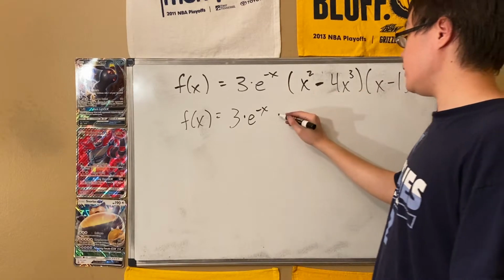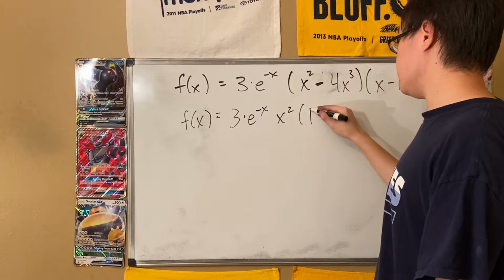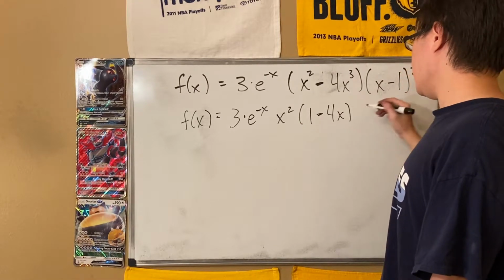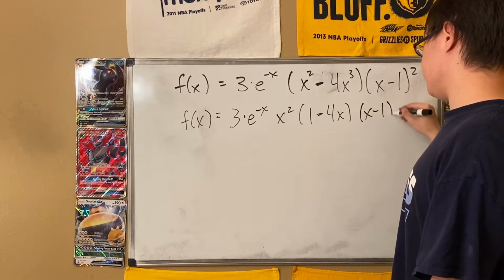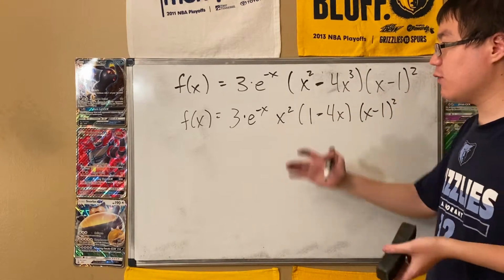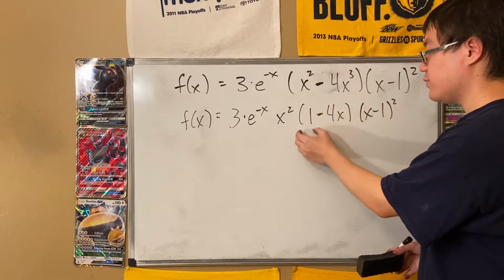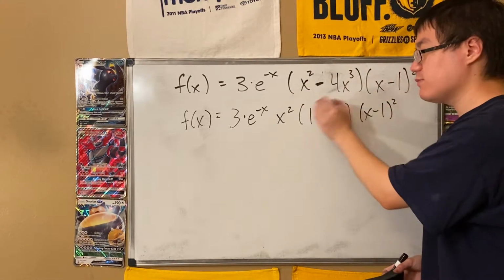It looks like I can take out an x squared. And then what we're going to have left is 1 minus 4x. And then finally, this is x minus 1 squared. So this is still not of my form. I think I want to do one more step because again, I don't like it of the form something minus x. I like it x minus something.